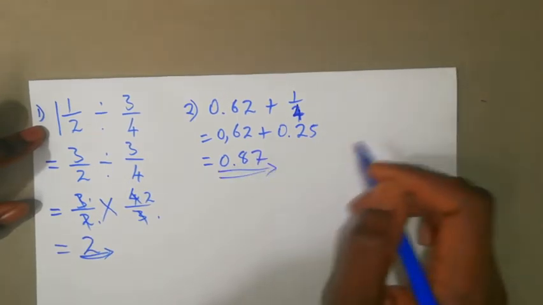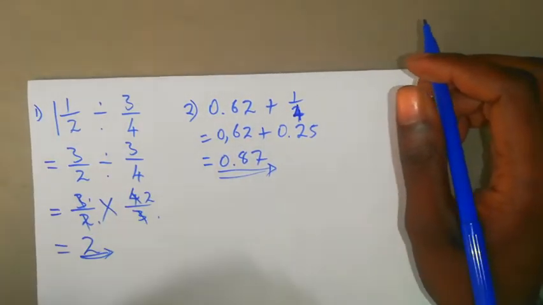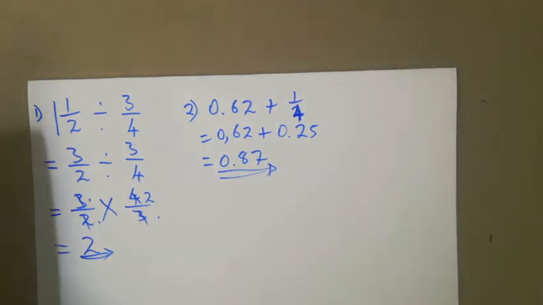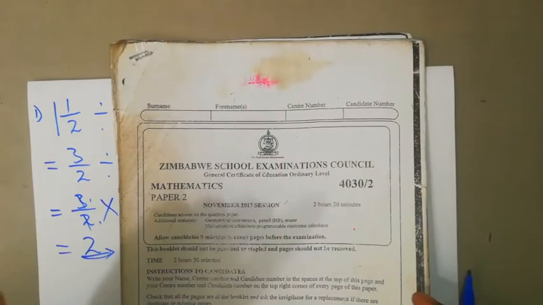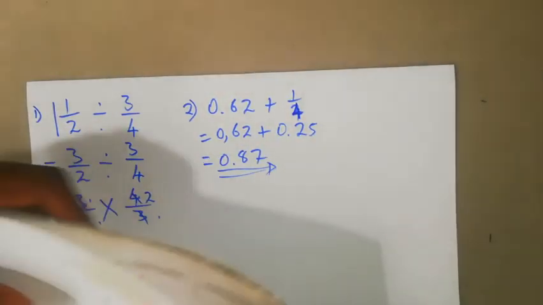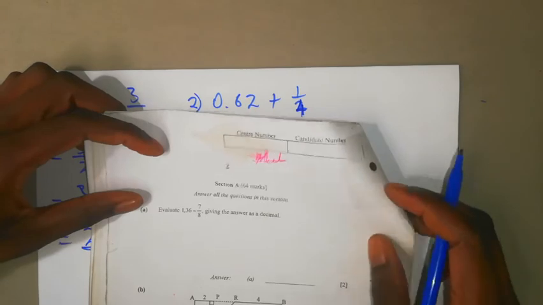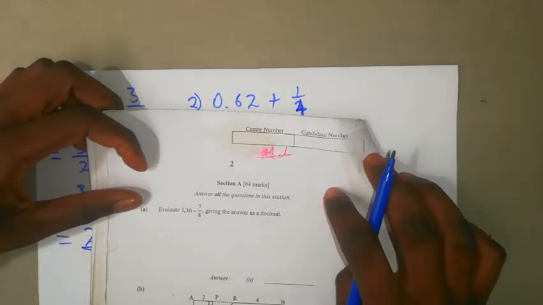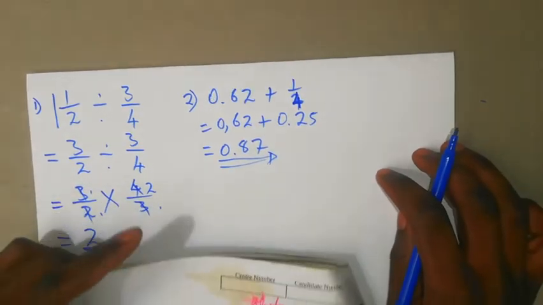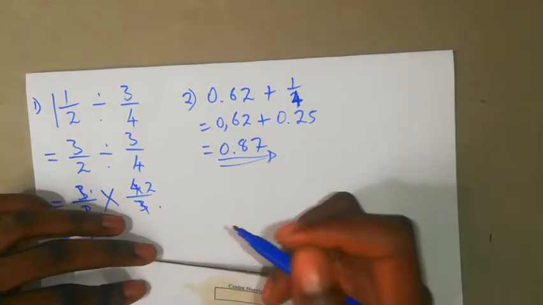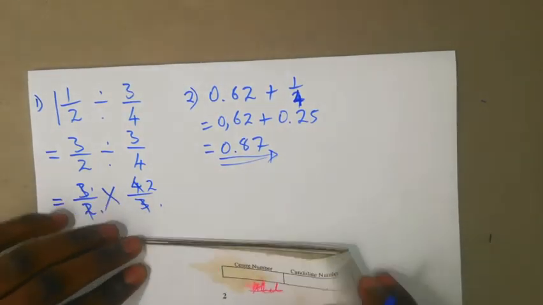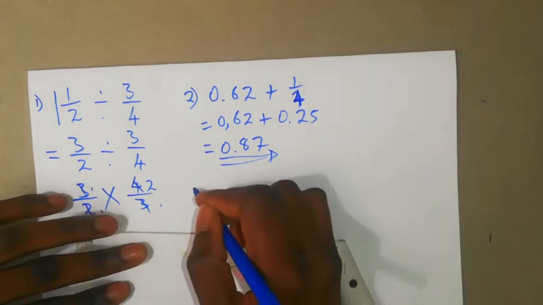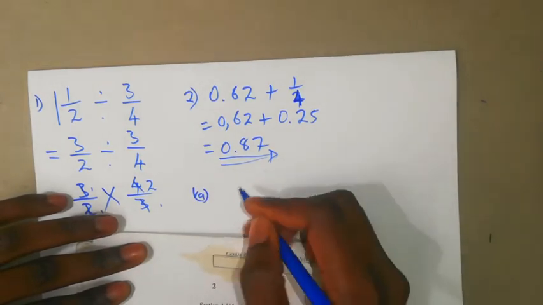This is your final answer. So I'm going to do this using some examples that I have here. Here I have got November 2017. My question is question number 1. The question reads, evaluate 1.36 minus 7/8, giving the answer as a decimal. This is my 2017 number 1A.